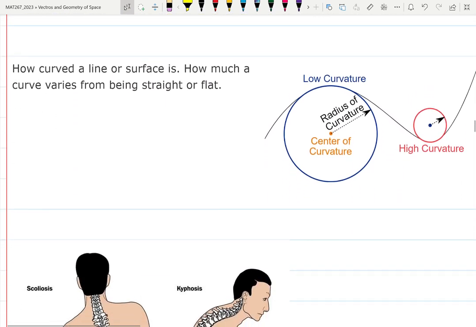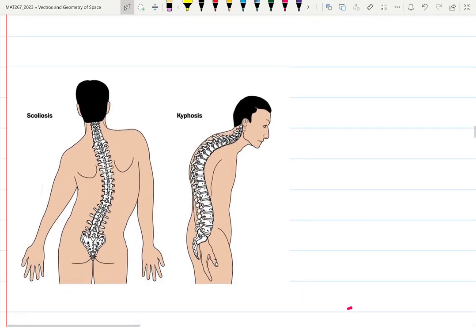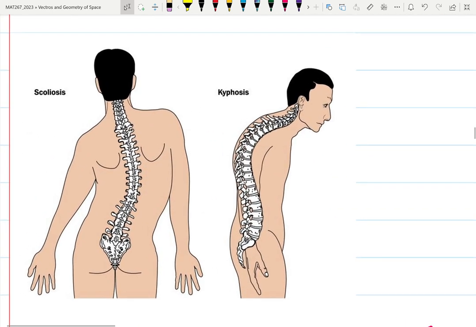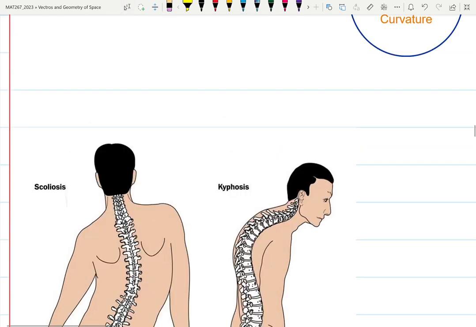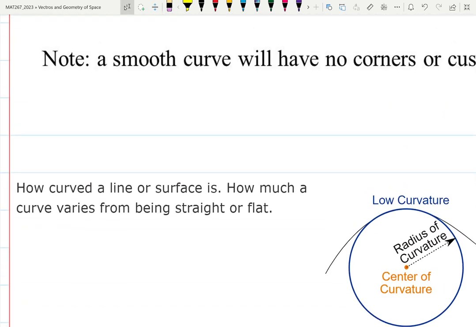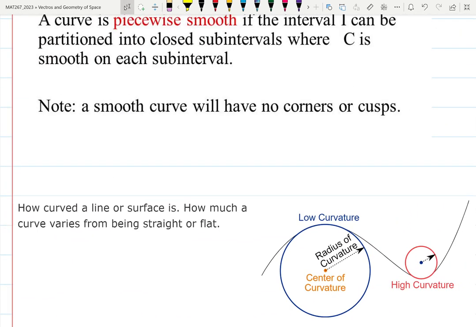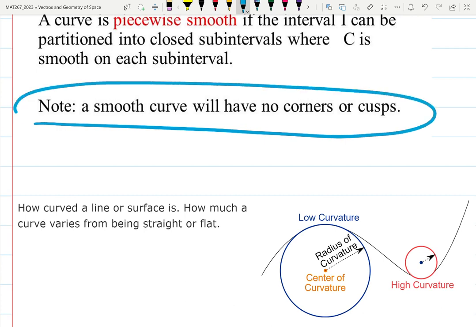Because engineers and physicists, they keep building things. So I like to show some applications in medicine because I like that. I feel like it's very interesting that our body has lots of calculus in it. As you can see, that's also a good example of a smooth curve. Luckily, it's smooth unless you break your spine, then it's not going to be smooth anymore. Note, a smooth curve will have no corners or cusps. So that's basically what I wanted you to know.